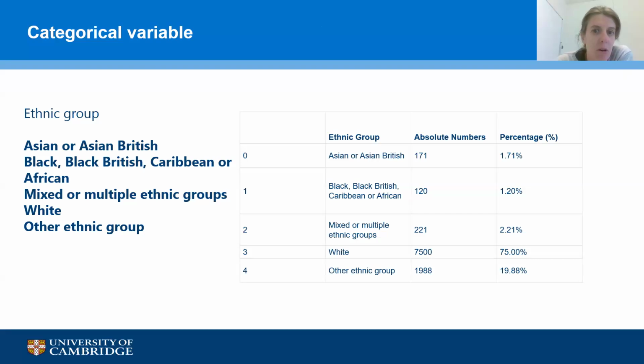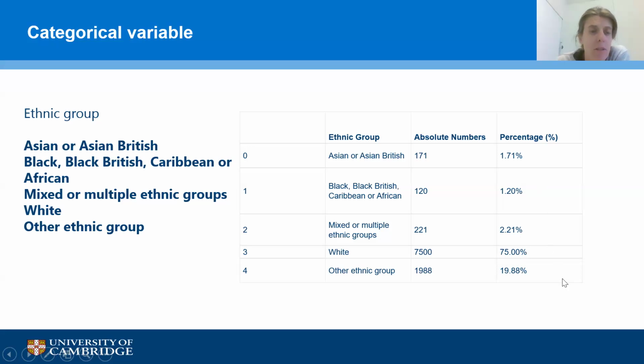Here is an example of how we used to present estimates for a categorical variable. This categorical variable is ethnic group, and we have groups that are Asian or Asian British, Black British or Caribbean African, mixed or multiple ethnic groups, white, and other ethnic group. You can see how we present these estimates, showing the absolute numbers and also the percentage. So how many people in the population that I'm looking into are in each of these categories.